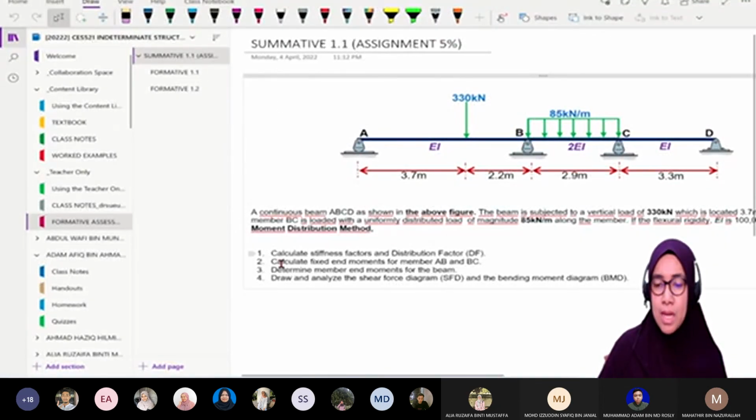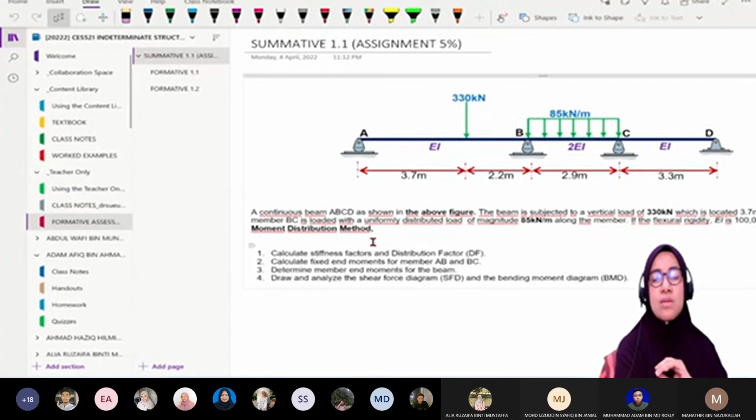Okay, stiffness factor, distribution factor, member end moment, draw and analyze shear force diagram and bending moment diagram. Nanti saya akan buat satu video untuk explain how to analyze shear forces and then draw shear force diagram, and from the area of shear force diagram we get the maximum moment. Actually dah ada video-video last semester, last 2 semester yang dah discuss pasal ni. Okay, kalau saya tak sempat buat yang baru, saya akan share balik yang previous lah. Kalau saya sempat yang baru, saya buat baru lah.